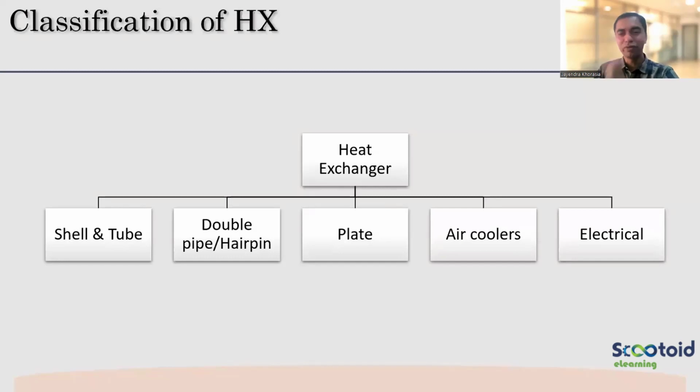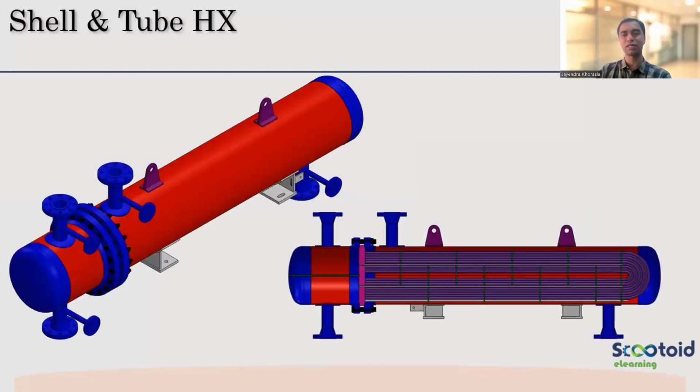Now we'll see each and every heat exchanger. We'll try to understand the construction, the functions, and all. So first, let us see the shell and tube. Someone was asking about a shell and tube heat exchanger, so this is how it would look. Now, why is it called a shell and tube heat exchanger? Any guesses, guys?